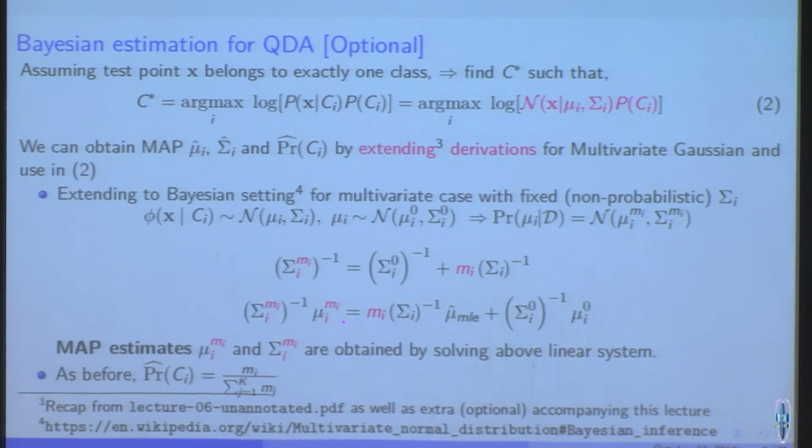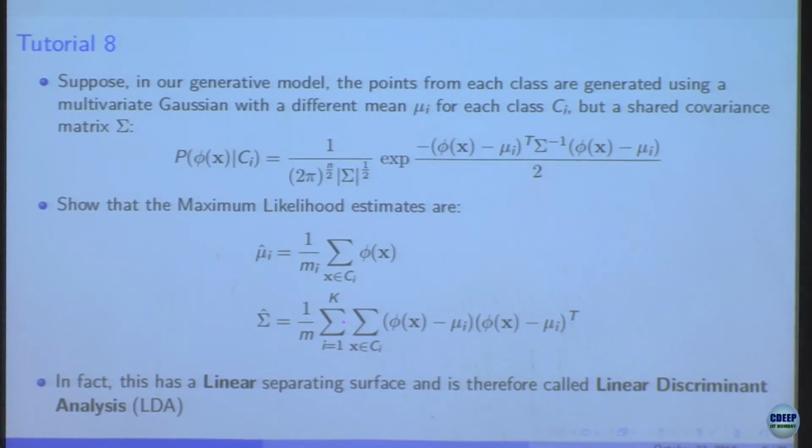Okay, so you can do this Bayesian estimation. As I said, this is optional. You can also put some prior on the y's. You can do MAP estimation, but I am leaving this as optional.